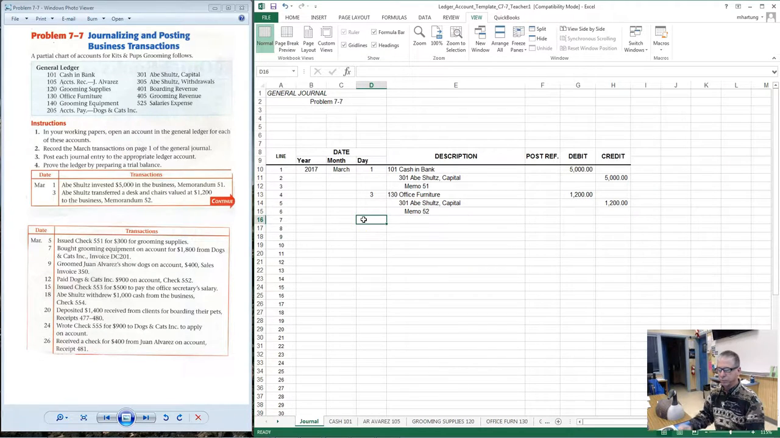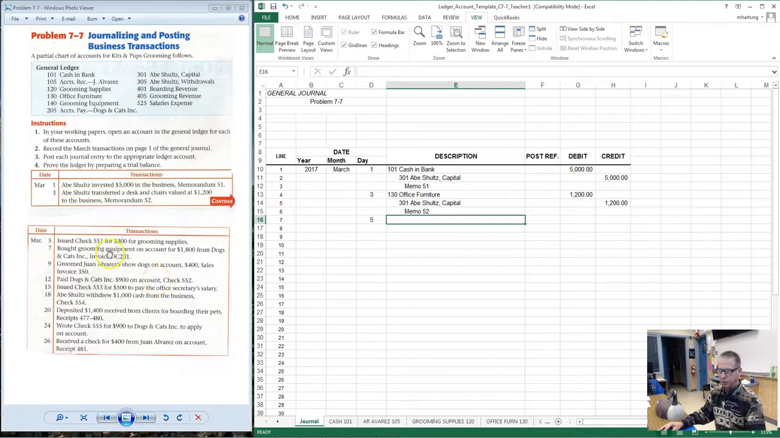That'll work. March 5th, issued a check for $300 for grooming supplies. Anytime you write a check, it's a use of cash. It's the only way you can pay bills. When you write a check, that's coming out of your cash account. So that's the 5th.